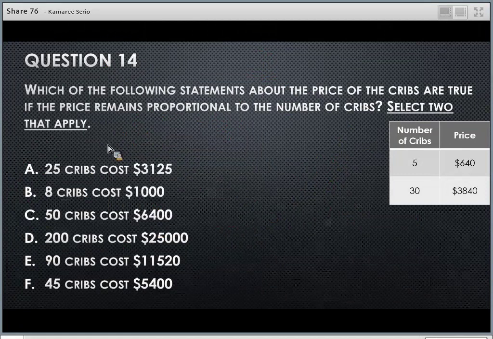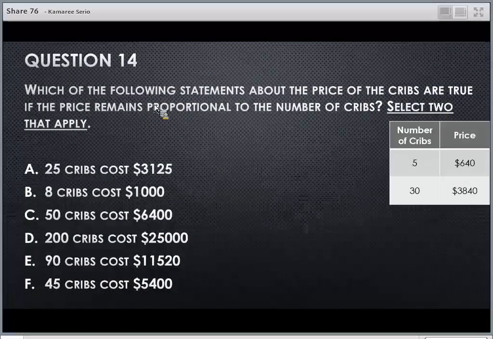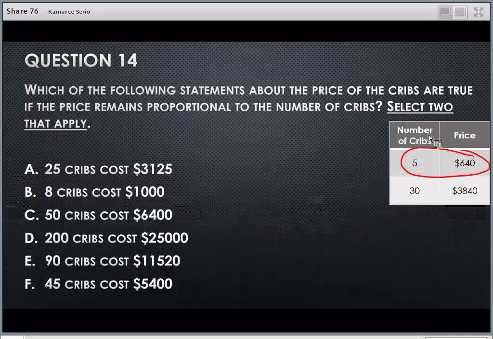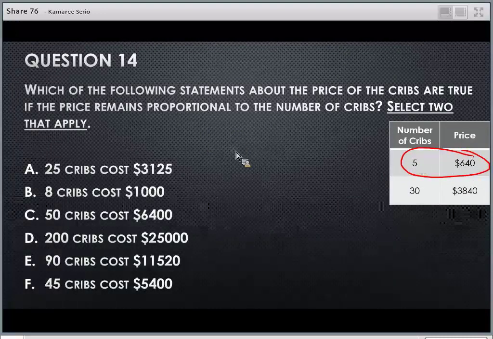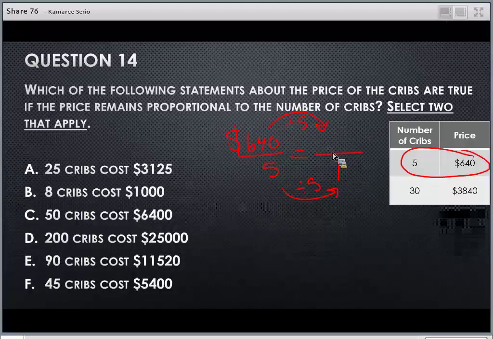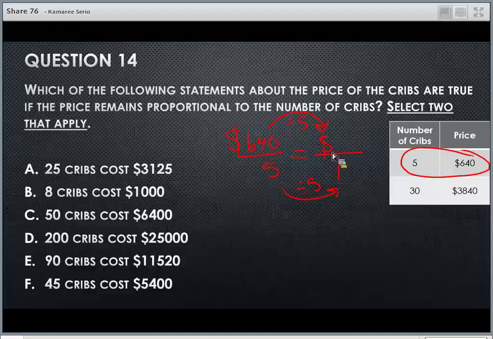All right. Which of the following statements about the price of cribs are true if the price remains proportional to the numbers? So we have this table over here that talks about cribs. Here's a coordinate pair. Let's find the unit rate. What I want to do is figure out how much it costs for every 1 crib. Well, if it costs $640 for 5 cribs, and I want to know how much it costs for 1, I'm going to divide by 5 on top and divide by 5 on bottom. In my calculator, I'm typing in 640 divided by 5, and I get $128.